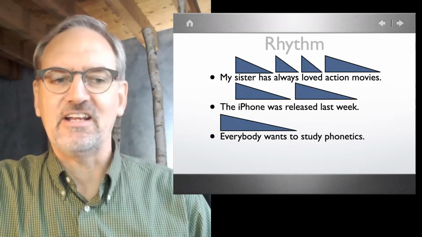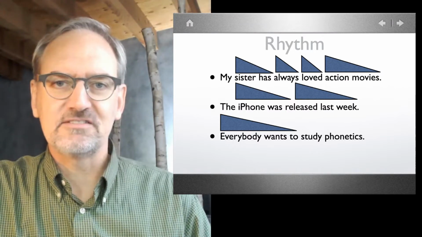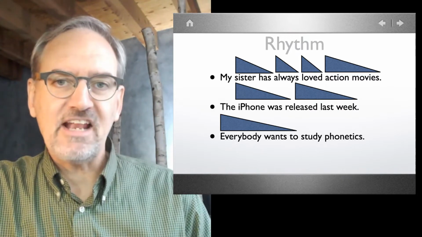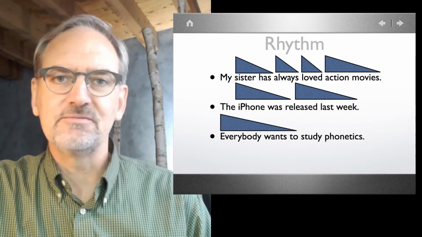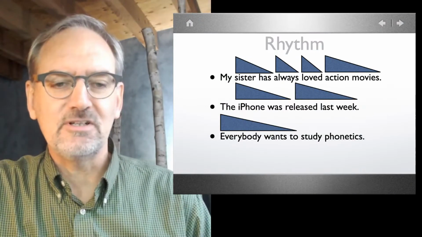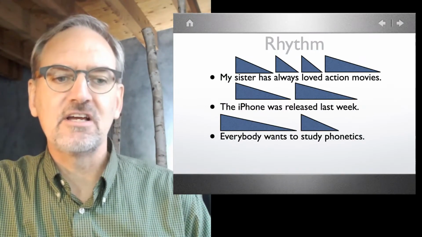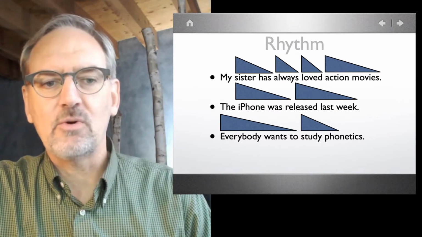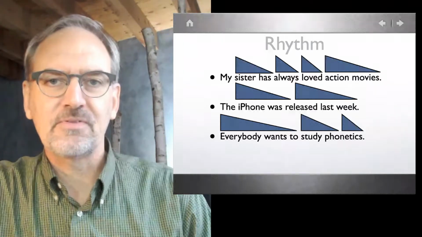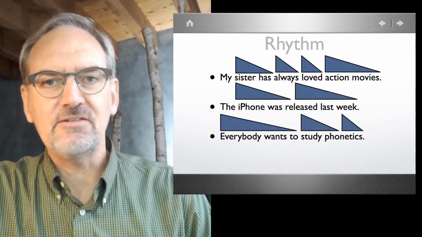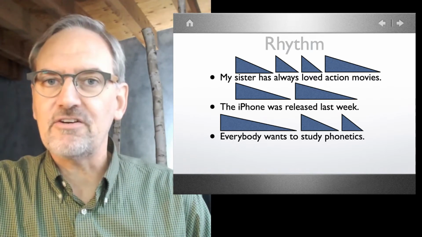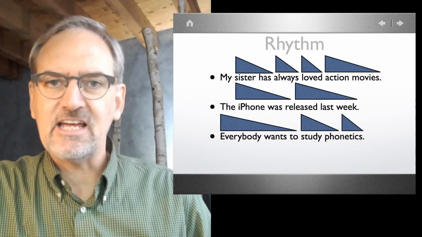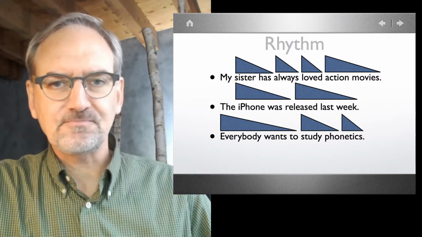Or, "Everybody wants to study." Now the word "phonetics" has stress on the second syllable, and as a result, the first syllable, the "f" of "phonetics," becomes part of the preceding foot. "Everybody wants to study phonetics." So you can hear that this rhythm pattern is really the result of the timing of these primary stresses.